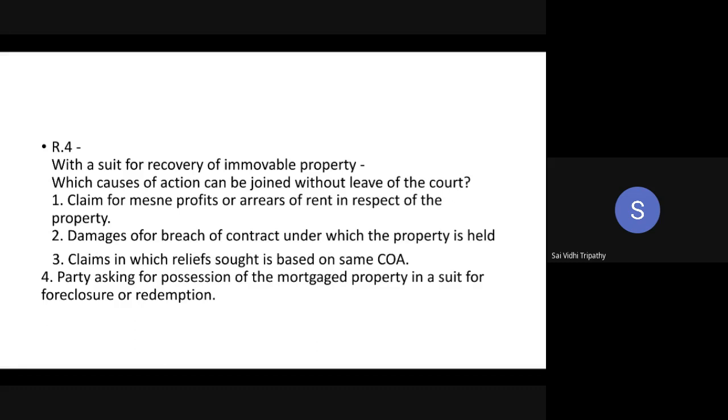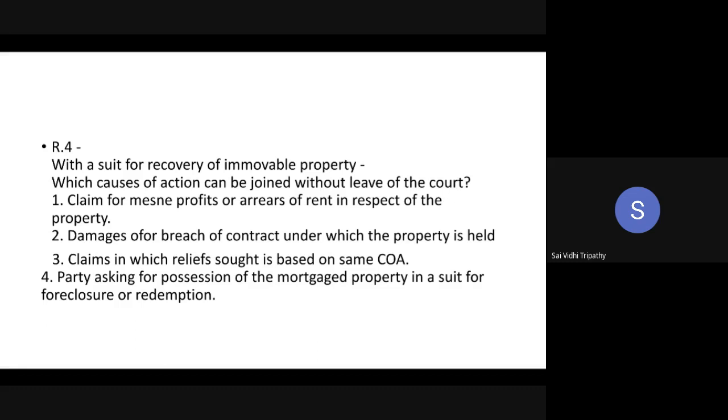a suit for recovery of immovable property. Third is claims in which the relief sought is based on the same cause of action. If on one cause of action you are claiming several reliefs, then also you can join them in the suit for recovery of immovable property. Fourth is, if there is a mortgaged property and you have filed for foreclosure or redemption, and you are asking for possession, then you can very well join that possession cause of action in that suit for recovery of immovable property. You can do that under Rule 4, where without the leave of the court you can join the cause of action.